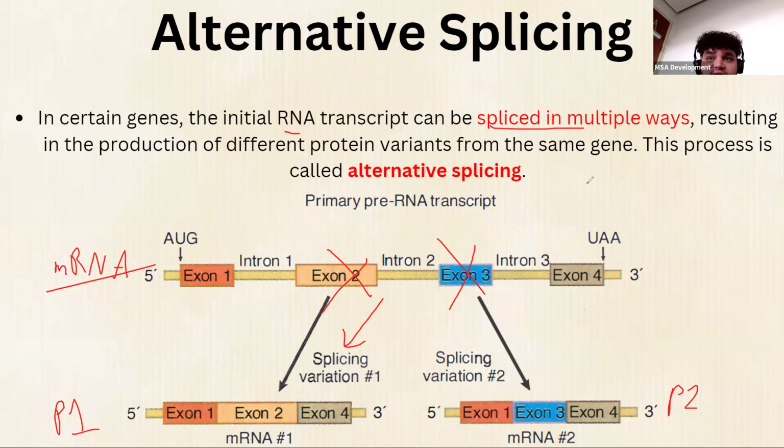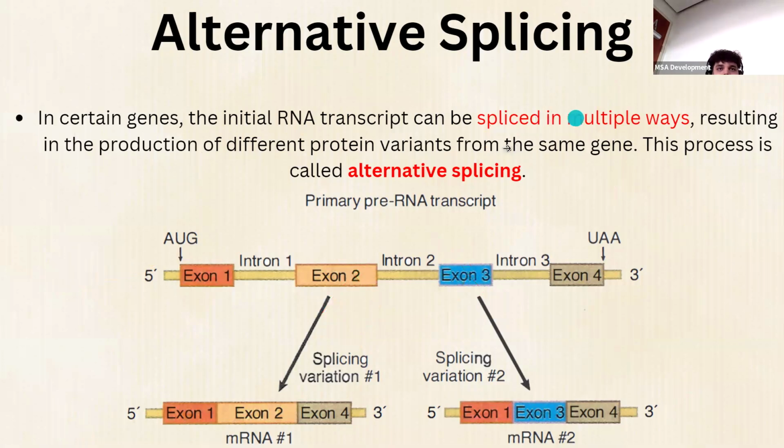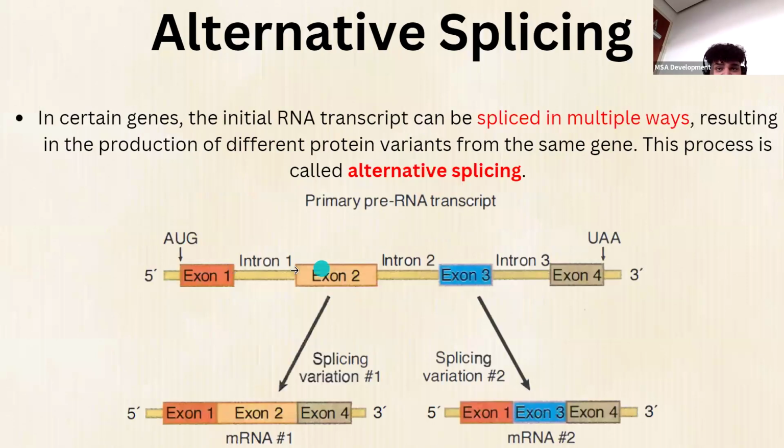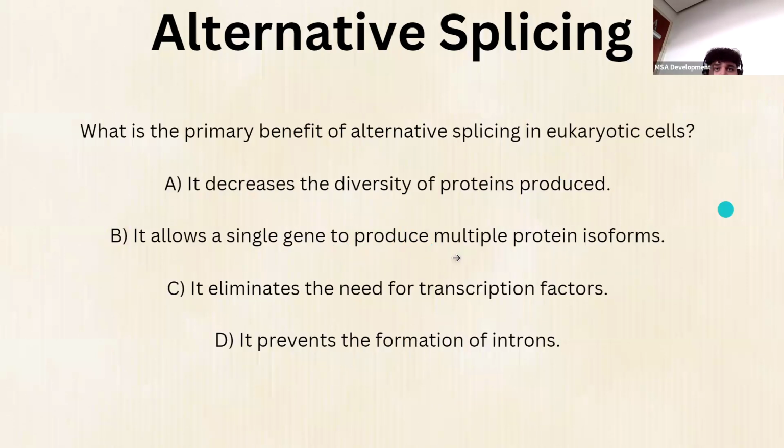That's why we have around 22,000 genes in our body, however, we have hundreds of thousands of proteins. So how is this accomplished? Through alternative splicing. Now I have a question for you. What is the primary benefit of alternative splicing in eukaryotic cells? Pause the video if you want to answer it by yourself. But the correct answer is B. It allows a single gene to produce multiple protein isoforms. So a single gene can give me multiple proteins.